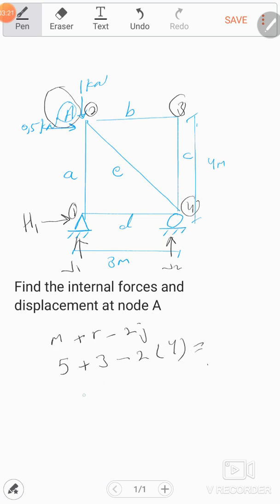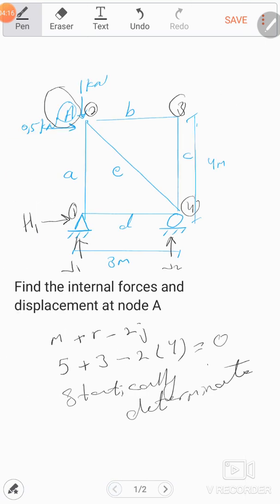So now it is equal to 0. So this is statically determinate. Okay, so here we have a 0. That means our truss is stable. So now we should find our force F equal to TR times R plus TX times X. Here X is 0. We don't have any value.